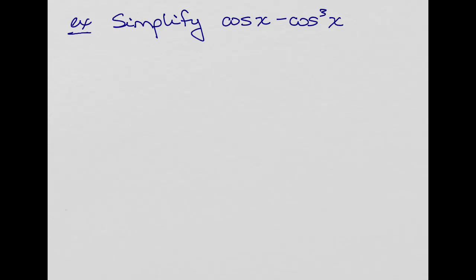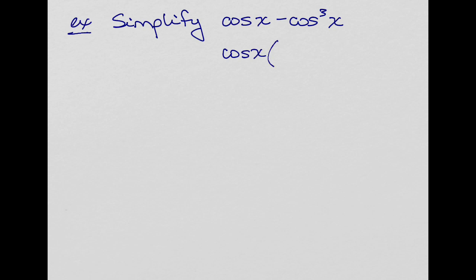One tool that we can use to simplify trigonometric expressions is factoring. All the algebra that you know still applies in the same way that it always did. So I'm going to look at this expression here, cosine x minus cosine cubed x, and recognize I have two terms that have a common factor of cosine x. So I'm going to factor that out.